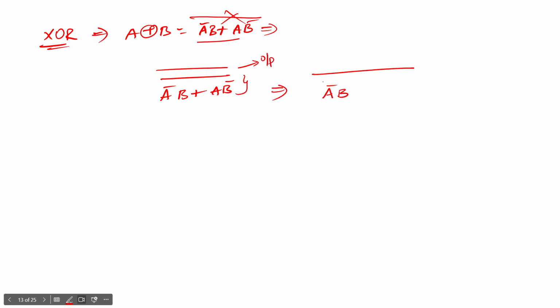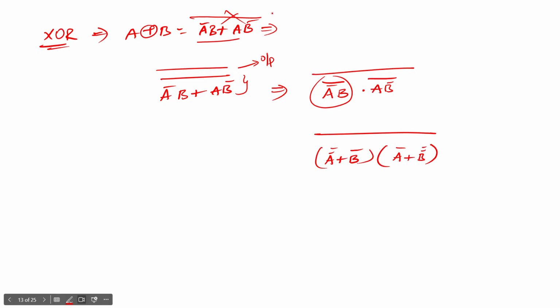Okay, now simplify the equation. So A bar B dot A B bar, whole bar, means we apply De Morgan's law here. So again apply De Morgan's law here. So A bar bar plus B bar dot A bar plus B bar. Okay, so what will happen? This bar cancels, this bar cancels. So A plus B bar, A bar plus B. Okay, this is the thing.